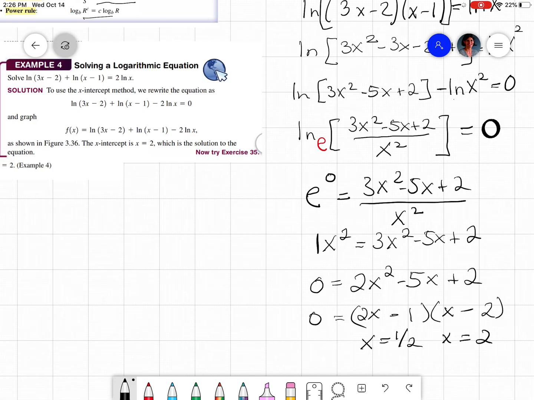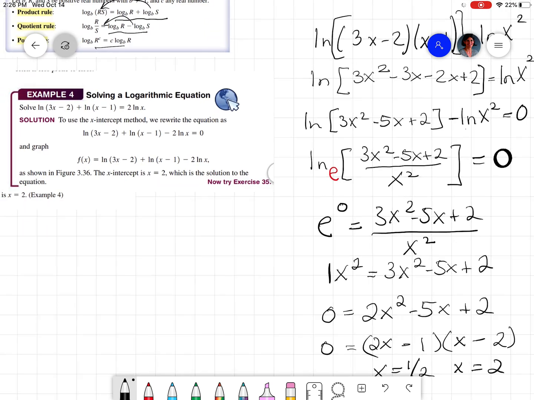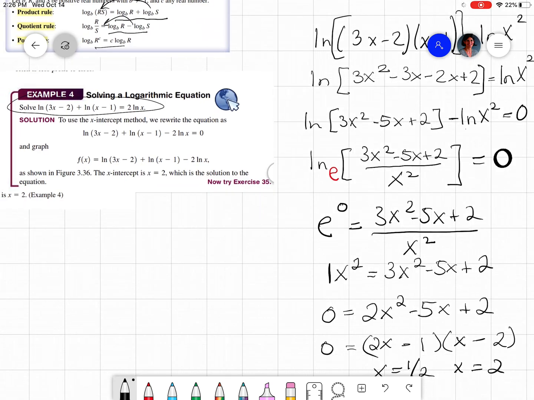And when we check these, we're going to find out we have to be so careful with the fractions. So let's go back to our original problem. This is our original problem, and let's put in a half. So we have the ln of 3 times a half minus 2 plus the ln of a half minus 1 equals 2 times the ln of a half. All right, and now I've got to deal with these fractions.